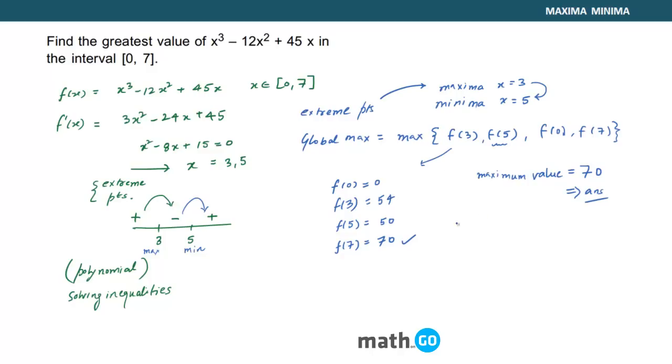Had I asked what the global minimum value is, what answer would you have given me? Out of these four, what is the global minimum? Again you see that it is coming at 0. So the global minimum value is at x equal to 0, that is f(0), which is equal to 0.